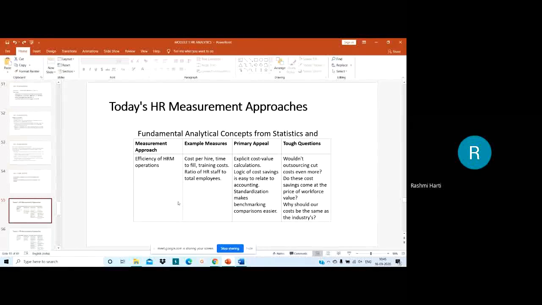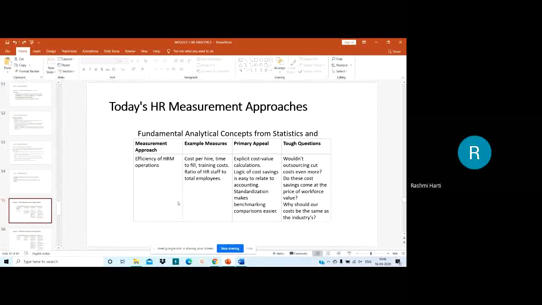and then you start benchmarking. A tough question here is, wouldn't outsourcing cut cost even more? Do these cost savings come at the price of workforce value? Why should our cost be the same as the other industries? So these are various tough questions which do come in when we go in for the measurement approach.